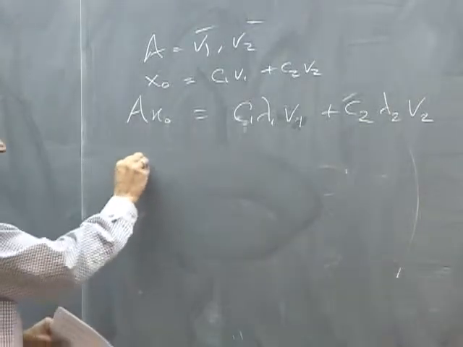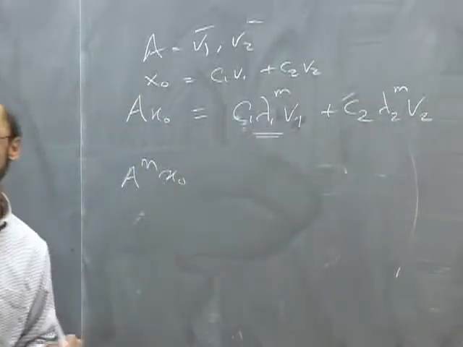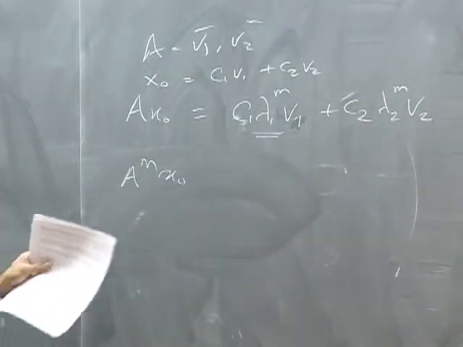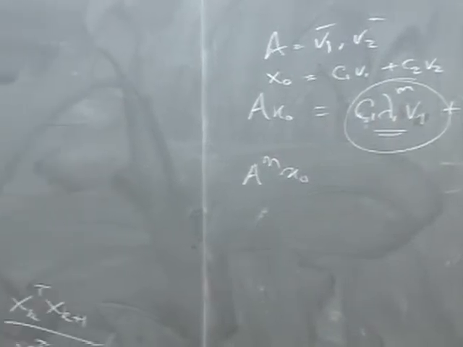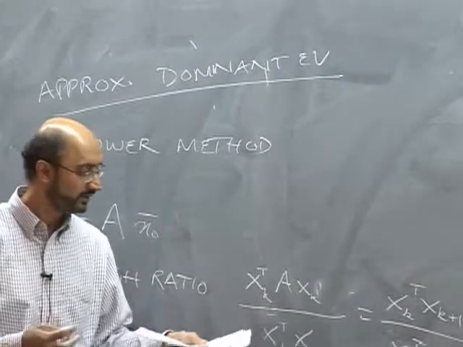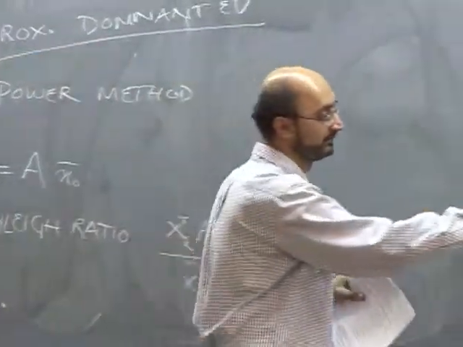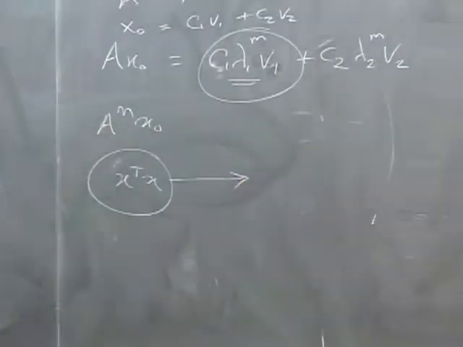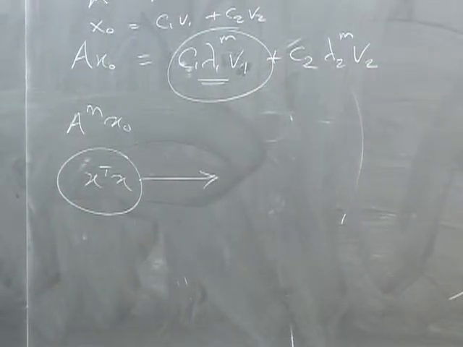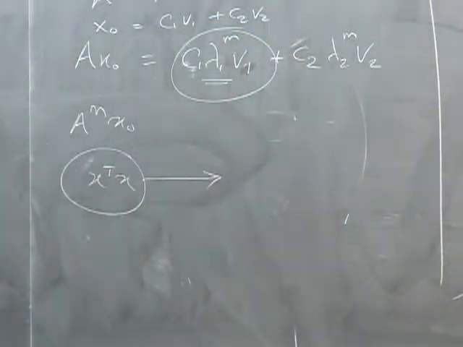And A to the m x0 is going to just take these and raise them to the m, right? We're just going to scale it up. The only thing that matters is this one over here, right? So if you take the ratios of these products xtx, it turns out that that particular thing is going to be scaled mostly by the dominant eigenvalue. So xtx is going to be inflated by this value lambda. So it's going to be pumped up by lambda each time, which is the dominant eigenvalue, and we can ignore the other one. Okay.